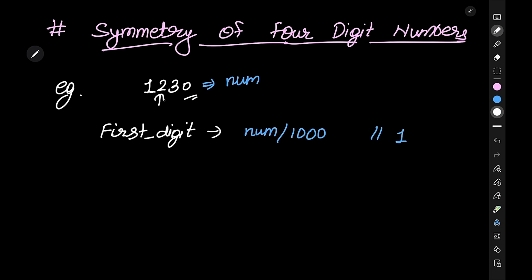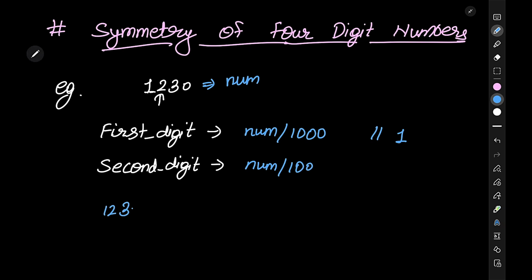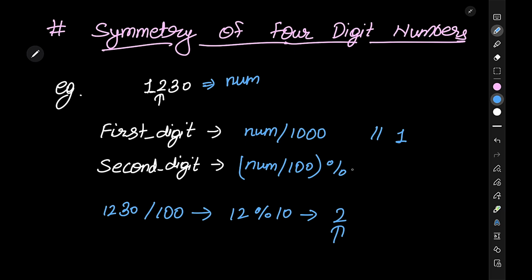How will we get the second digit? Let's check it out. If we divide 1230 by 100, we get 12. And if we take the modulus of 12 by 10, we will simply get the 2, that is the second digit. So what we will do here: first divide the number by 100 and then take the modulus of this number by 10. So we will get the second digit.